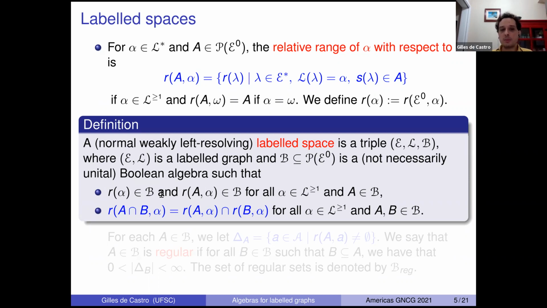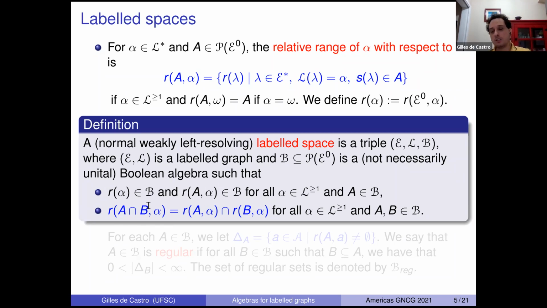And what we assume for this family is that it contains all the ranges of every labeled path. And it's also closed under the relative range, so it contains every relative range for every element in the family. And you have this second condition: the normal one is being a Boolean algebra, and this second condition is called weakly left resolving. We can easily show that the relative range preserves unions, but we can give examples where intersection is not preserved. And so we're going to assume that the relative range also preserves intersections in our family.